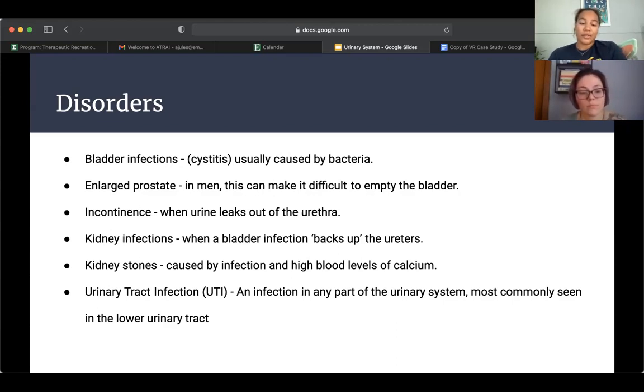And urinary tract infections, which is an infection in any part of the urinary system, but is most commonly seen in the lower urinary tract, in the bladder and the urethra. Women are at a greater risk than men due to the shorter length of the urethra. Common symptoms among most of these disorders include pelvic or abdominal cramping, back pain, some fever and chills, and pain during urination.